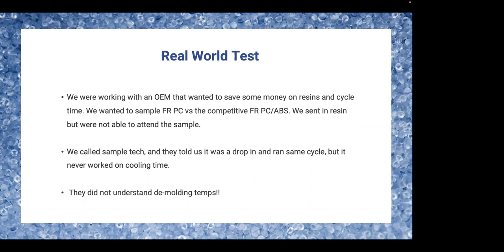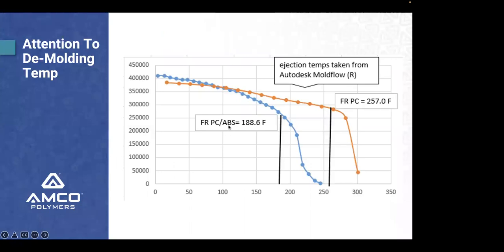It worked great. I said, well, they did not necessarily understand demolding temperatures, because in FRPC ABS, the ABS component has lower heat. So according to Moldflow, I can eject FRPC ABS at 188.6. I can eject FRPC according to Moldflow at 257 degrees. So if I'm ejecting at 188, and I know that my ejection modulus is, say, slightly above 250,000, I can be way out here, well above 300 and some degrees, or close to 300 degrees, and have that exact same modulus.